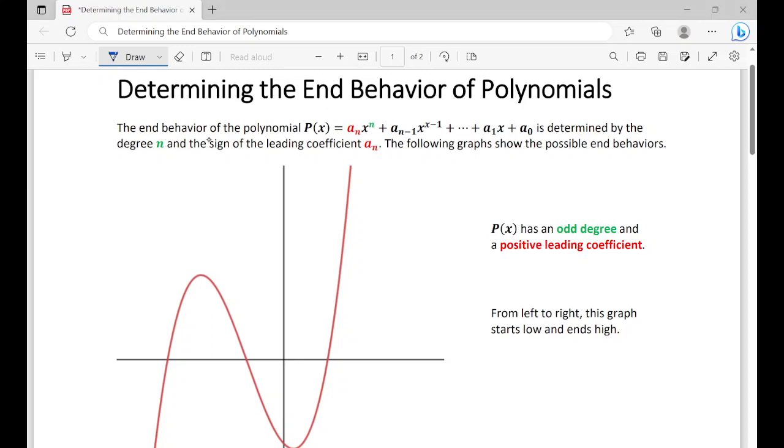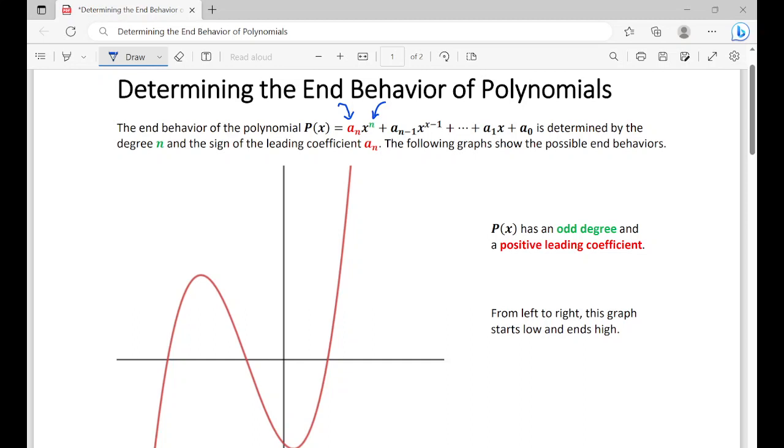The end behavior of the polynomial p of x, where it is a sub n times x raised to the n plus a bunch of other stuff, and we really aren't concerned about the rest, we're just focused on the first term here, is determined by the degree n, which is the highest exponent power here, and the sign of the leading coefficient a sub n, which is just the coefficient of that leading term here. When you know these two things, you can figure out the end behaviors of a polynomial graph.